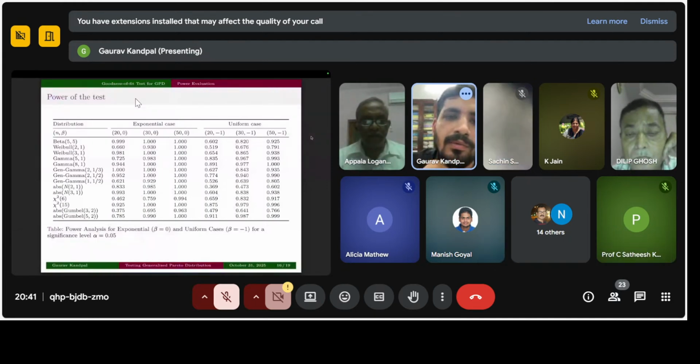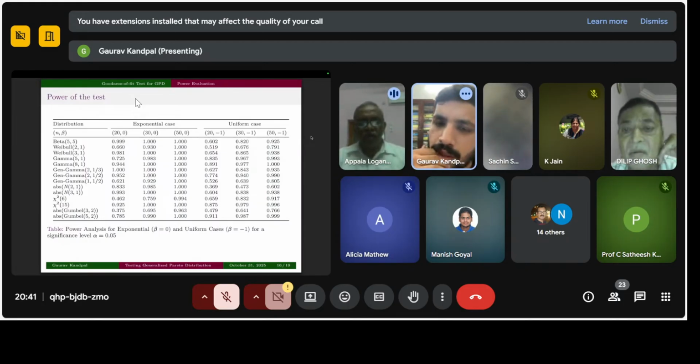Second thing, for a particular beta case, we are taking beta equal to 0 and beta equal to -1 for this presentation only, because these are very familiar distributions for the audience. In our actual paper, we have taken other beta values also for power analysis. There also we are getting similar results. I think you don't get the point.